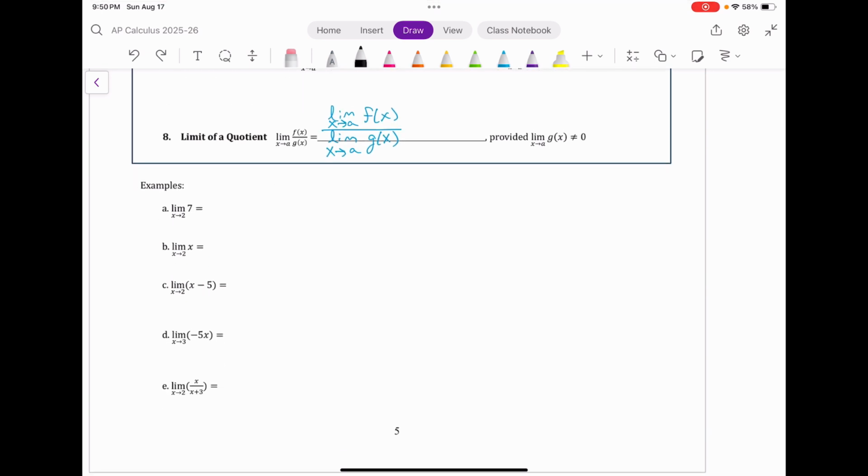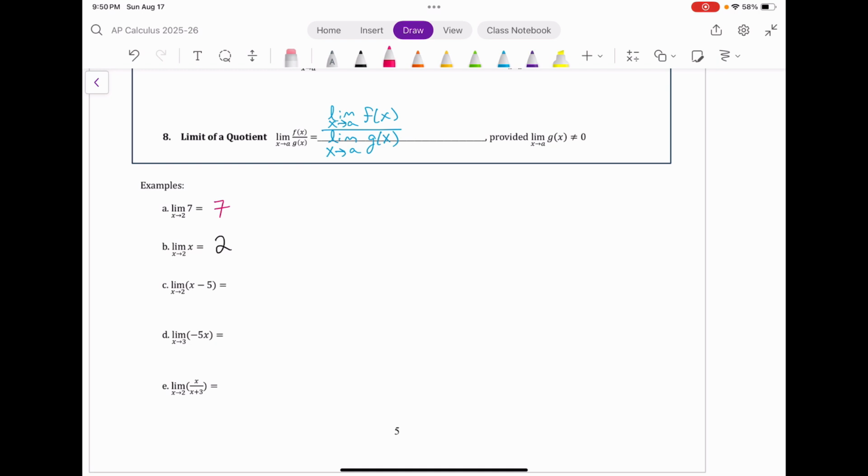So we have the limit as x approaches 2 for 7, which is a constant. We discussed that being the first rule. It would just be 7. The limit as x approaches 2 for x would be 2. You plug 2 in for x. Okay. The limit as x approaches 2 for the function x minus 5.